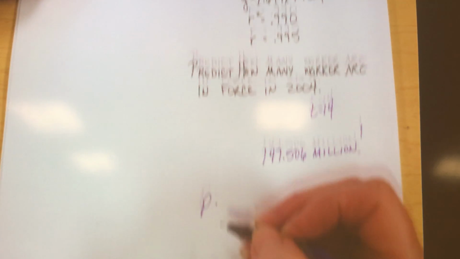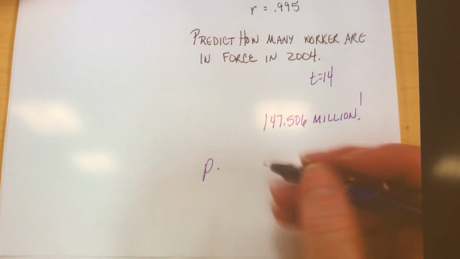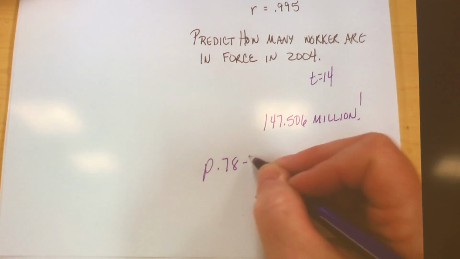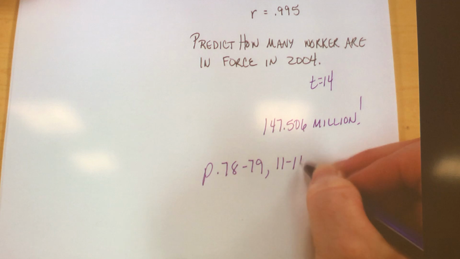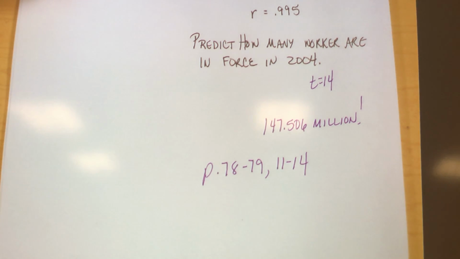So here's what you're gonna do. This is part of your review. Page 78 through 79, 11 through 14. Okay? If you need to take a picture of that, you're more than welcome to. Your reviews, if you want them, are on that back corner. You're more than welcome to get them.